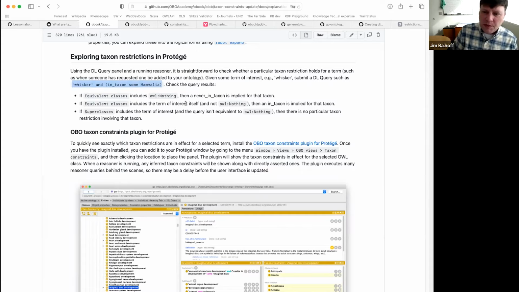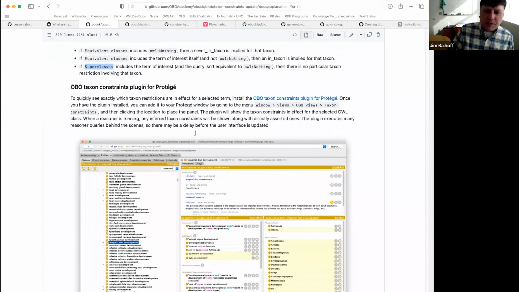And so there are a few different possibilities in the result. If the equivalent classes include owl:Nothing, meaning that expression is unsatisfiable, then you know there's a never in taxon that holds for that taxon and that term. If the equivalent classes include the term itself, like if this expression is equivalent to whisker, then you know there's an in taxon in effect, that whiskers are always in mammals. And if the term of interest, like whisker, is just in superclasses and it's not unsatisfiable, then there's no taxon restriction for that term in that taxon.